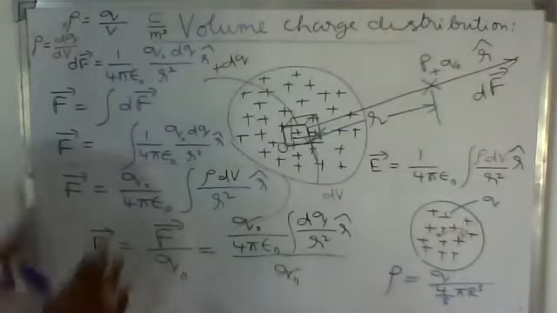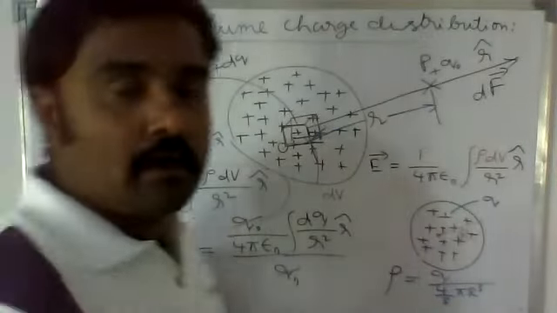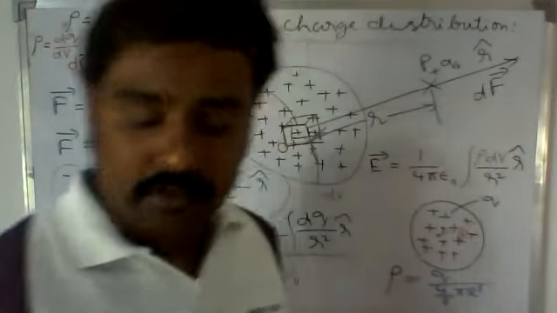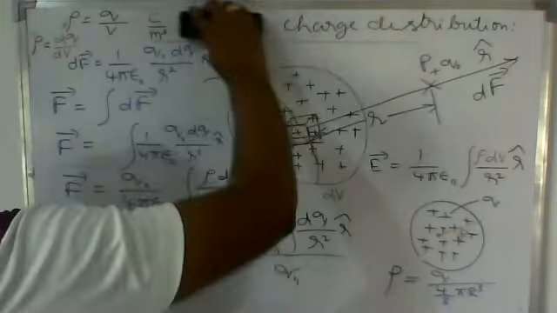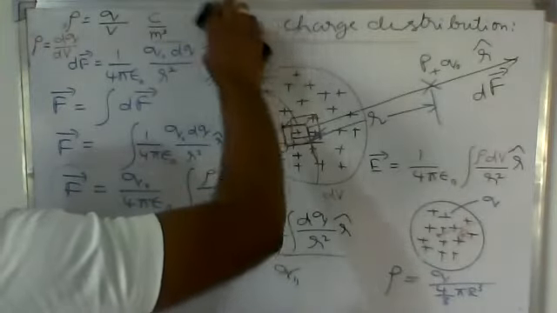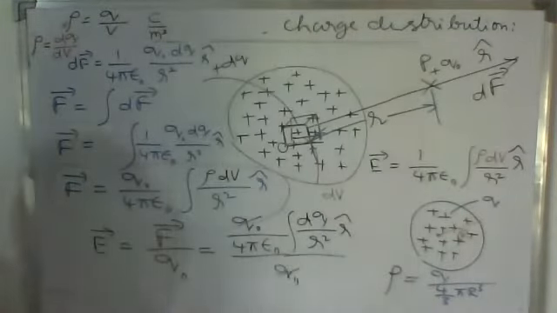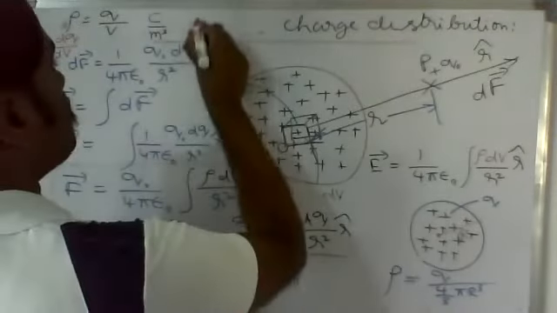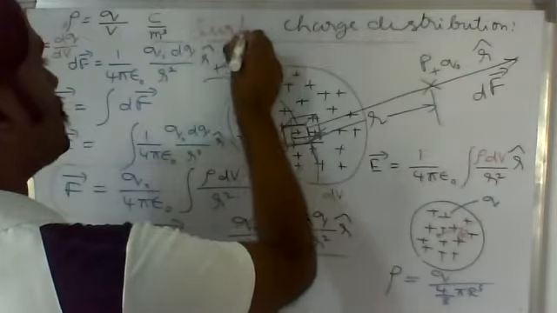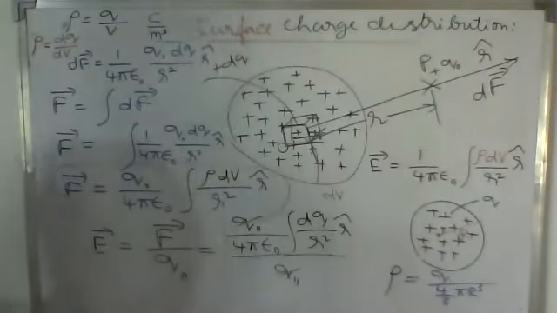So this is the first type of continuous charge distribution. Okay. The next one is the second type, that is surface charge distribution.